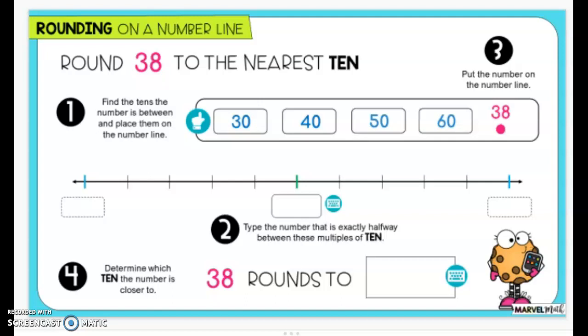Today we're going to be talking about rounding on a number line. So hopefully by the end of this video today, we'll be able to round to the nearest tens. Last week we learned about place value. Place value is going to be important when it comes to rounding a number. So we're going to start with the number 38.